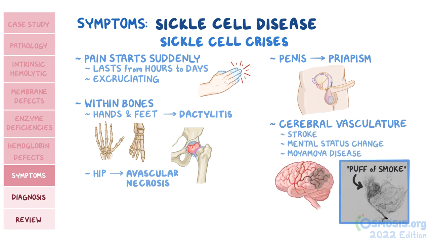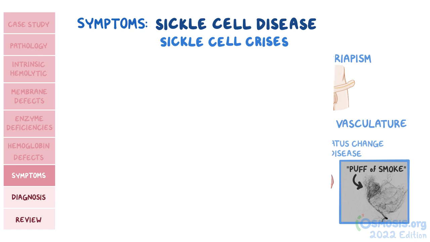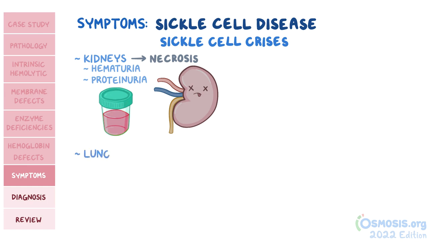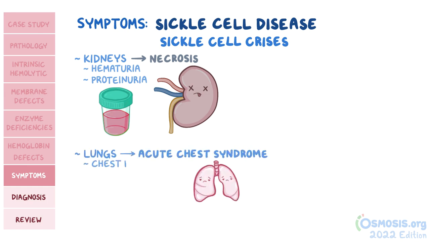puff of smoke that you see on radiographs from the collateral blood vessels that develop over time to bypass blocked arteries. If it happens in the kidneys, it can lead to necrosis and cause hematuria or proteinuria, while in the lungs, it can lead to acute chest syndrome, presenting with chest pain, shortness of breath, or cough.